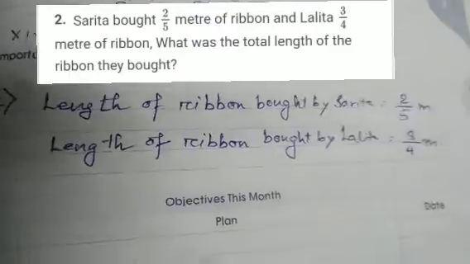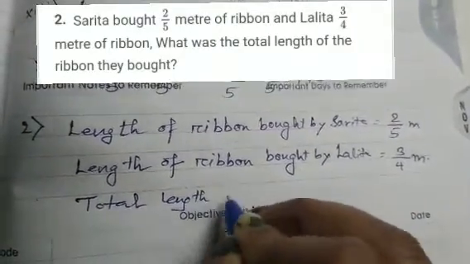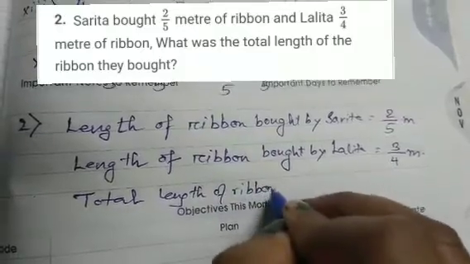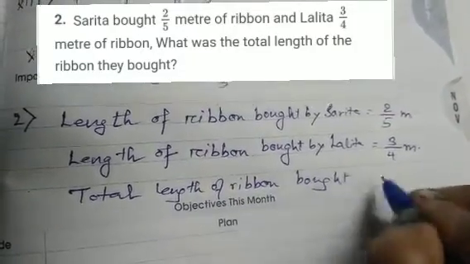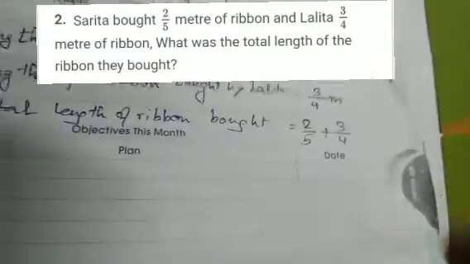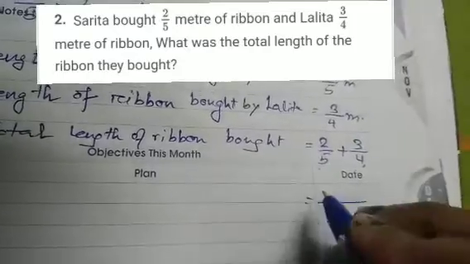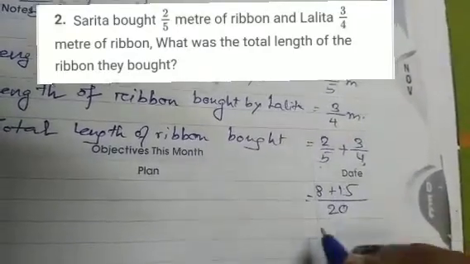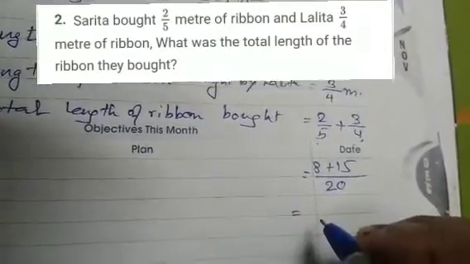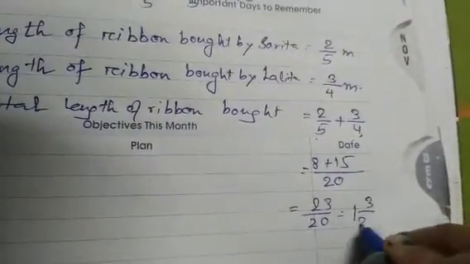So total length of ribbon bought is equal to how much? Total means I will have to add them. 2 by 5 plus 3 by 4. So as the denominators are different, 5 and 4's LCM is 20. 8 plus 15. So this is equal to 23 by 20, which means 1 3 by 20 meters. Coming to question number 3.